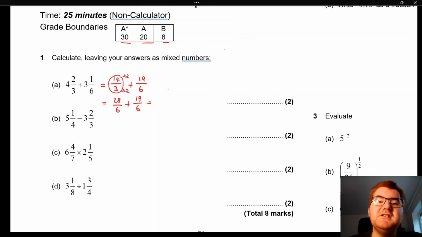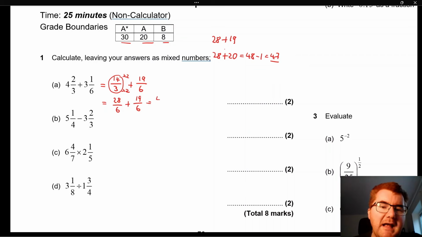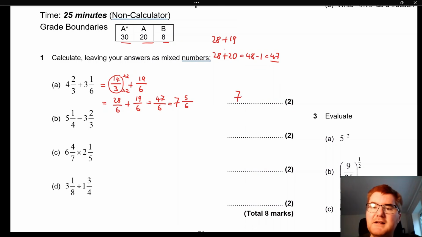So we do 28 plus 19. Again, be really careful with this kind of calculation. The way I do this mentally, this is a nice little trick to know, is I generally just do 28 plus 20, which is equal to 48, and then take 1 off to give us 47. Again, a nice mental maths trick. However, we're not finished at this point. We need to convert back to a mixed number. So how many 6's go into 47? Well, we have 7, because 7 times 6 is 42, and remainder 5. So the remainder goes at the top, and then 6 at the bottom. So we get our final answer here of 7 and 5 over 6.